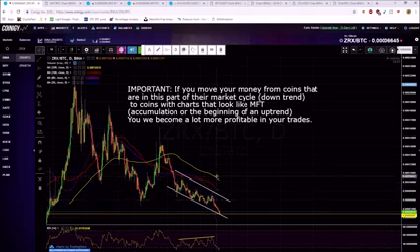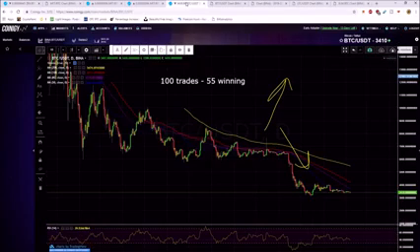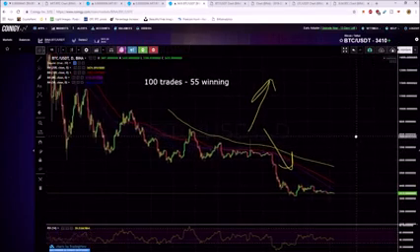The reason why I'm not really in this market very much right now is because I want to see Bitcoin in a little bit more of a confirmed uptrend. So I want to see from Bitcoin, let me just show you this real quick.